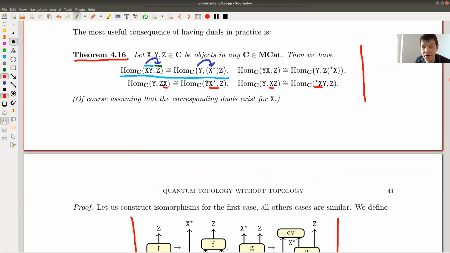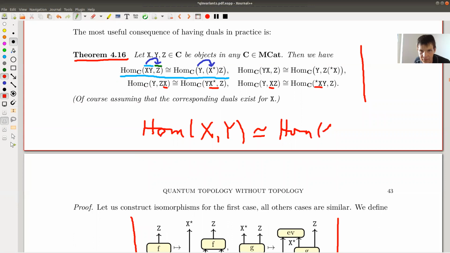So this is really one of the most important features of duality. You can massage your home spaces to make them easier. Maybe one of them is easier than the other. For instance, a really good one, hoping that I get this correct now, is that home of x tensor y is isomorphic to home, let's say, from the monoidal unit. So I want to pull x to the other side. I just have to be careful where I put it. Let's say it's x dual y.